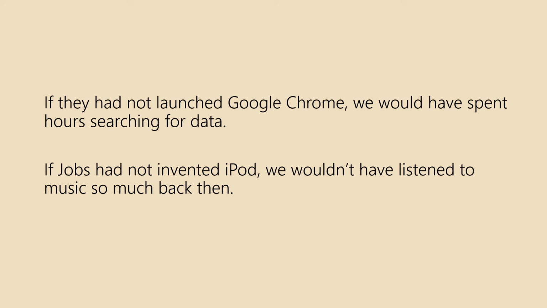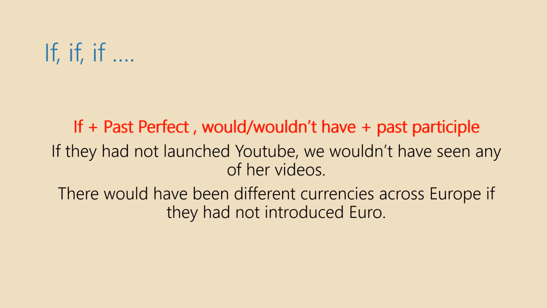Look at the grammar structures that appear in these sentences. How is this structure formed? What do we express by these two sentences? In both sentences, the structure is if plus past perfect and would or wouldn't have plus past participle.